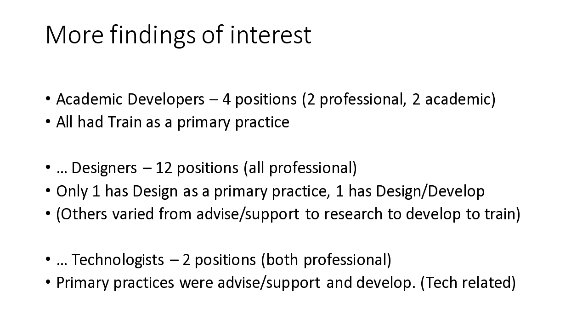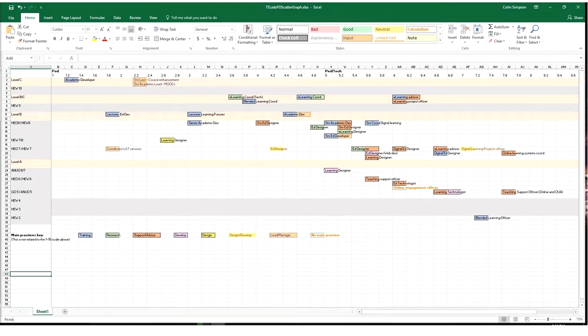And then there are only 2 positions for technologists, and they were both professional, and the primary practices there were advice support and develop, and they were much more technologically oriented. Now, we had some discussions about how to actually present some of this data. For now, what I did was color code the positions and their rankings in university pay scales, hierarchies, whatever else.